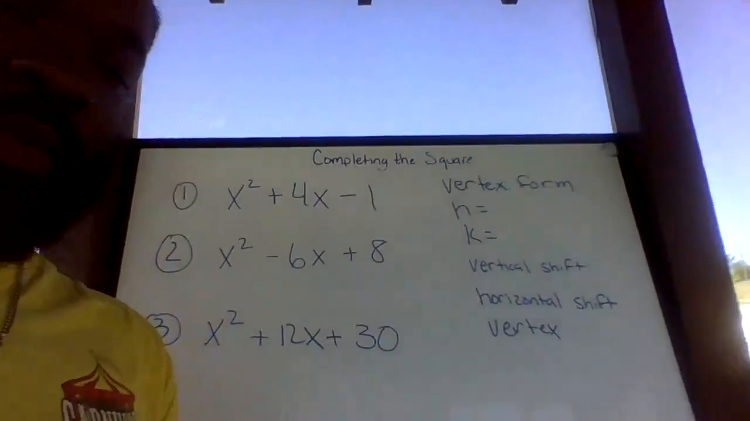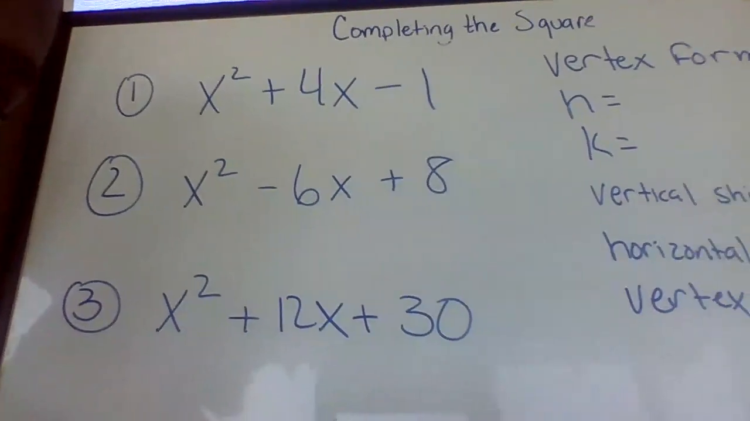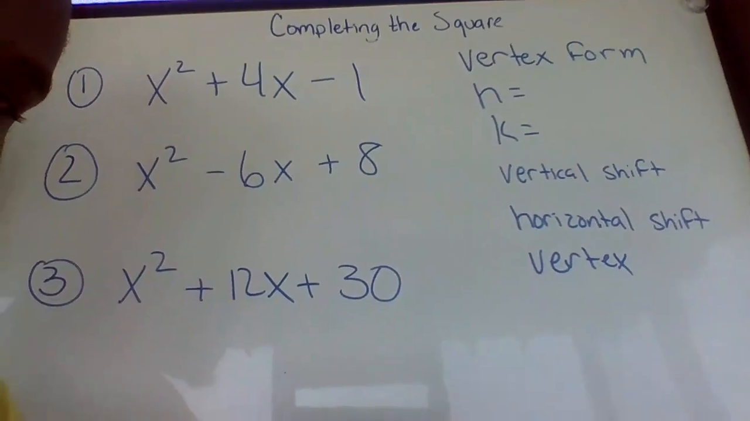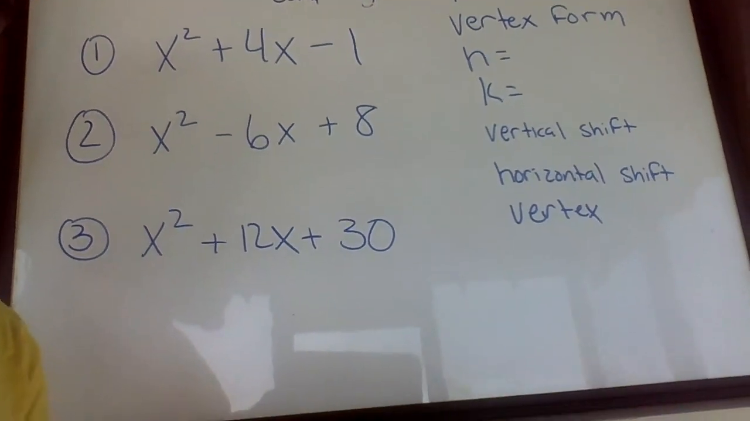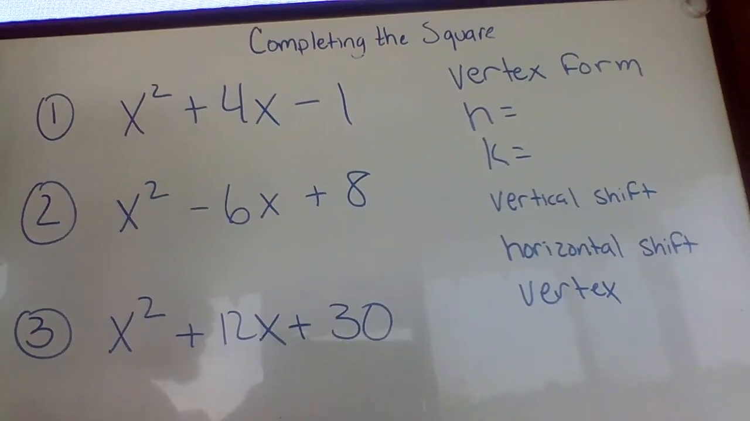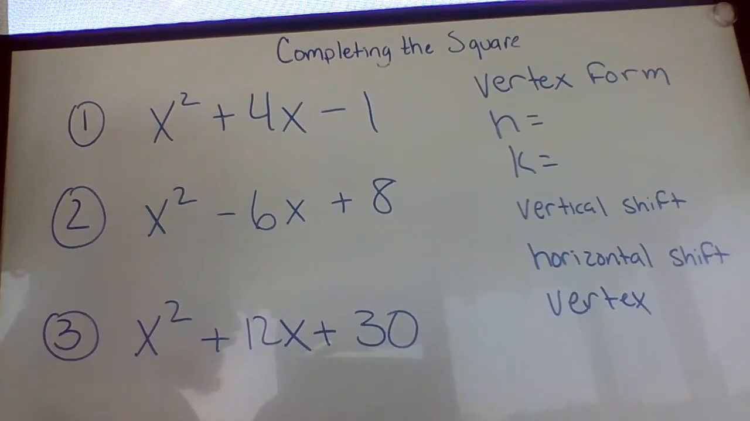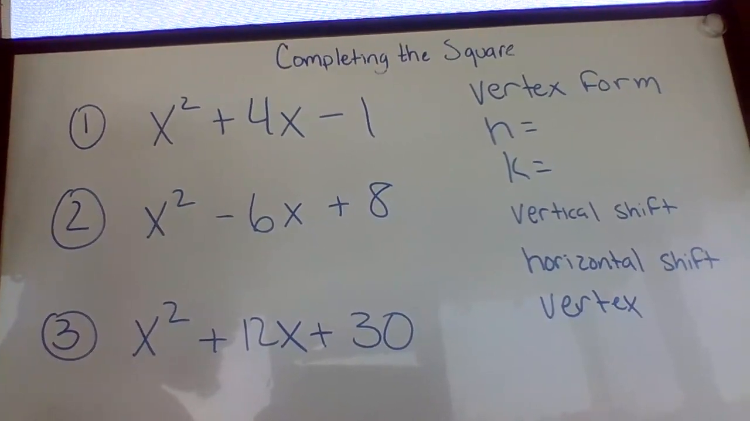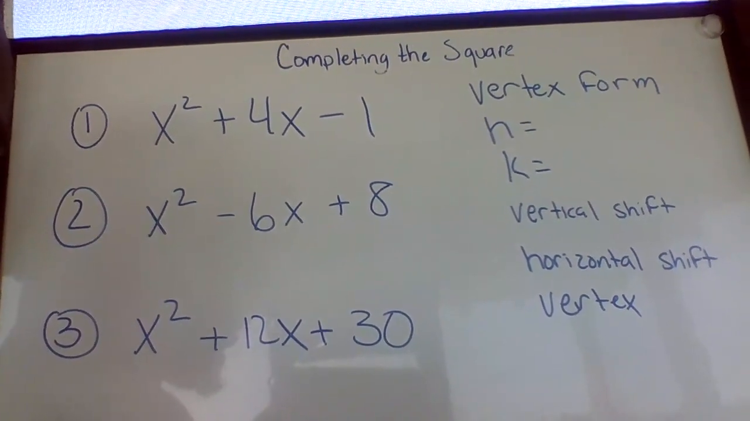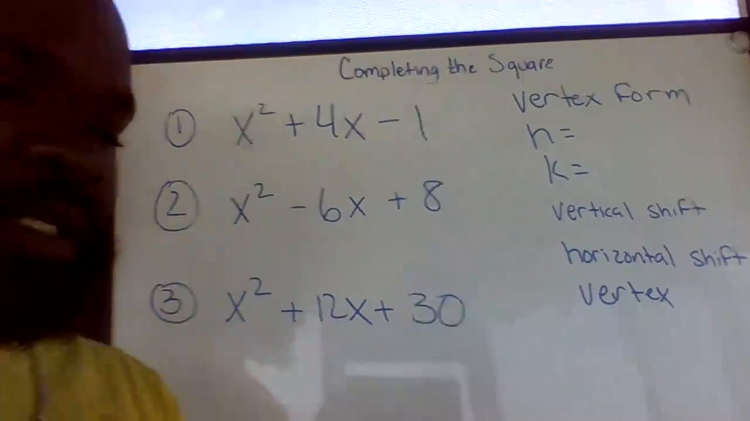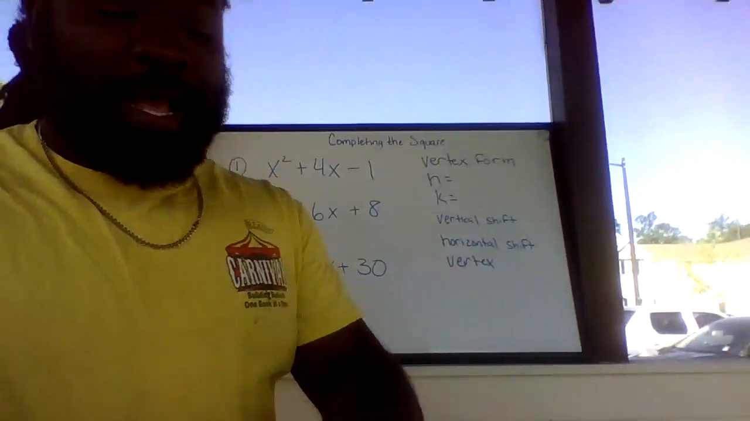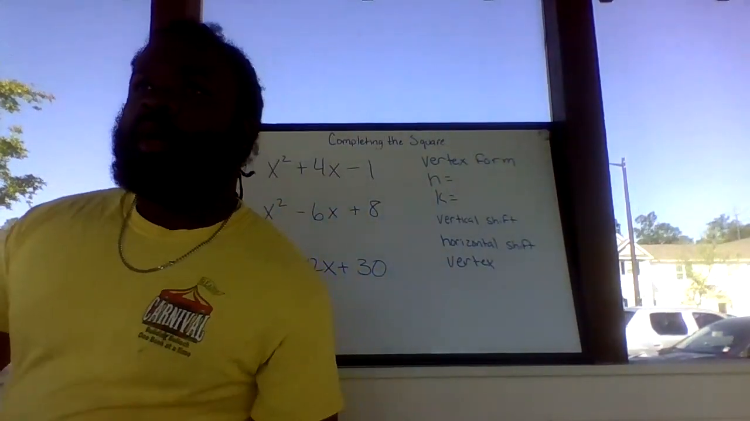Let me go ahead and zoom this in on the board for you guys. All right, vertex form, give me h, give me k, the vertical shift, the horizontal shift, and obviously give me what the vertex is. All right, this assignment will be due on Wednesday by 5 o'clock.